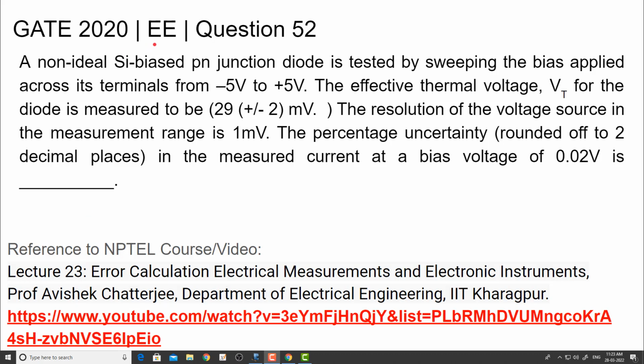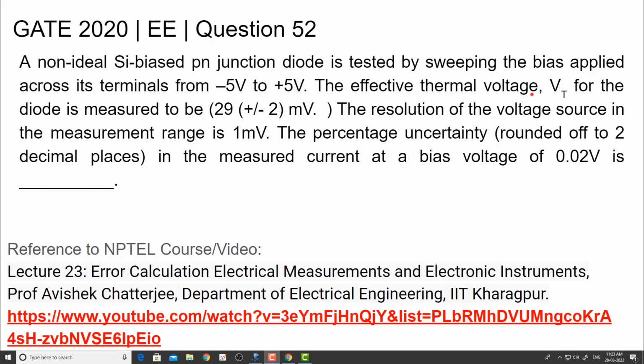Welcome all. Now I am going to discuss question number 52 from the GATE 2020 paper Electrical Engineering. The question is, a non-ideal silicon PN junction diode is tested by sweeping the bias applied across its terminals from minus 5 volts to plus 5 volts.